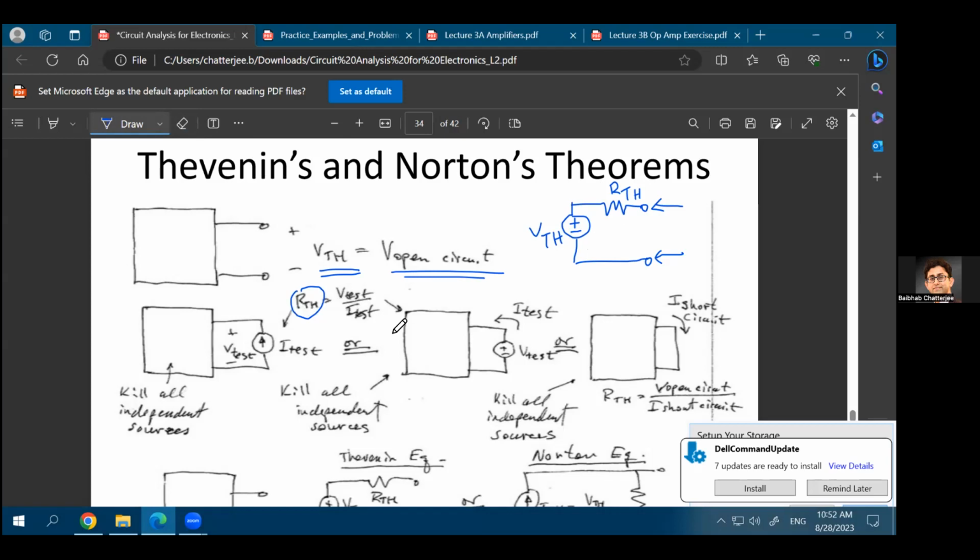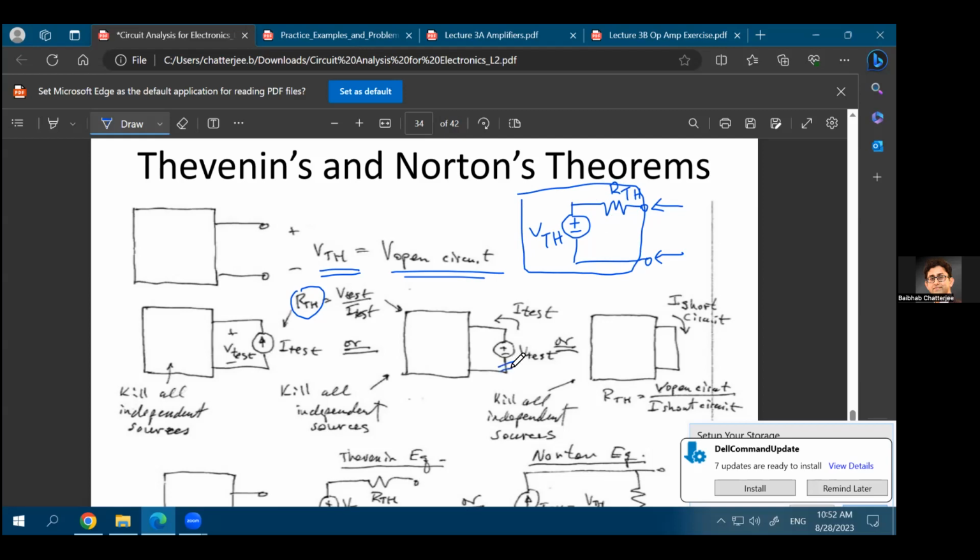To find out R Thevenin, there are a couple of methods that people usually follow. First thing is that to find R Thevenin, because you have access to only the right hand side, you can only connect or disconnect something on the right hand side. You cannot do anything else within the black box, right? So if you want to find out what is R Thevenin, you can connect a voltage source or a current source.